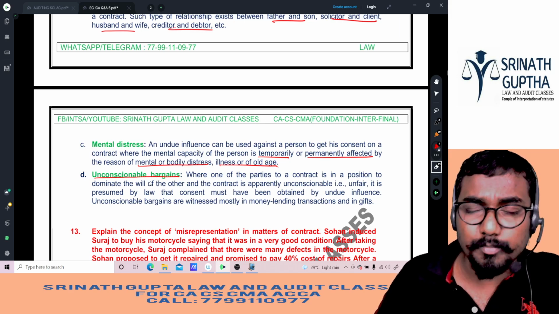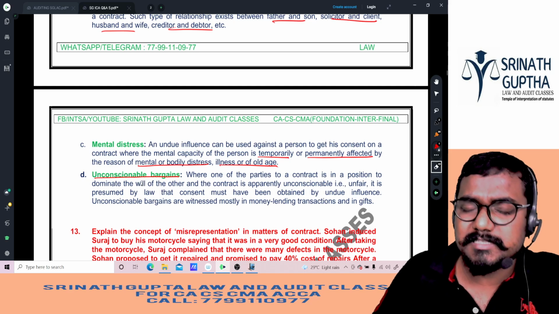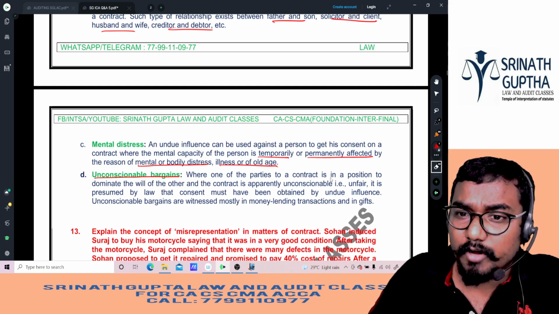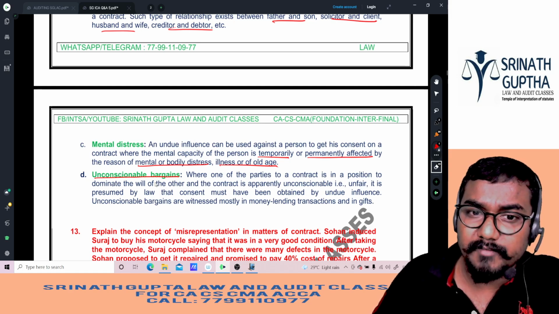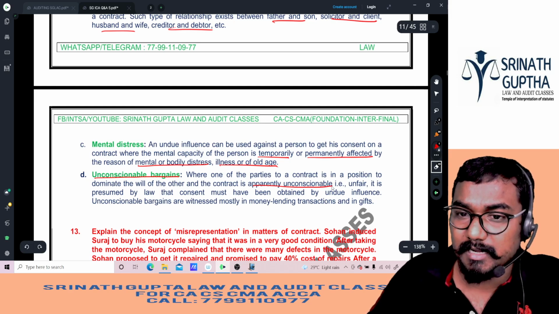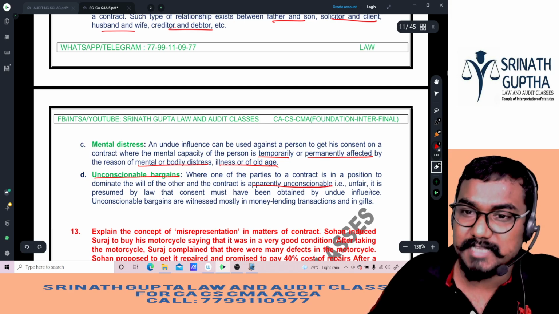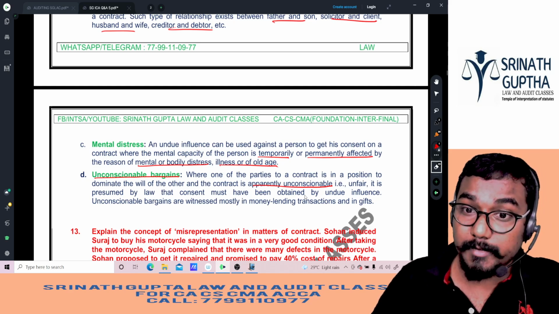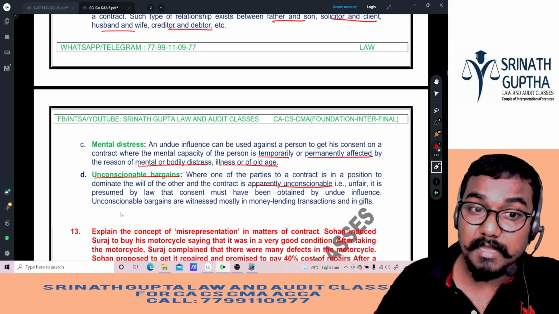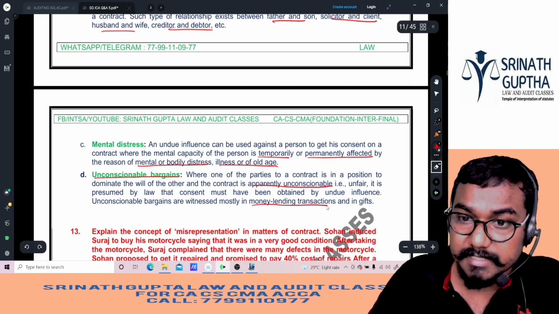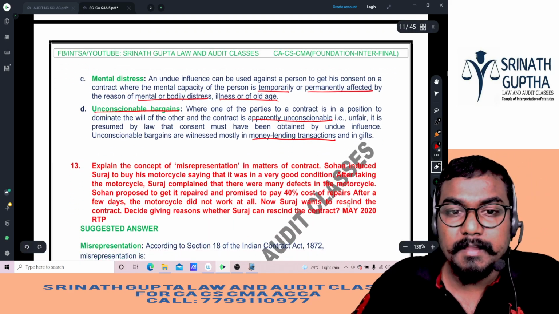Example, while a money lender gives money to poor people, or while taking vegetables from the farmers, where one of the parties to the contract is in a position to dominate the will of the other and the contract is apparently unconscionable, unreasonable, not fair, it's unfair. It is presumed by law that consent must have been obtained by undue influence. Unconscionable bargains are witnessed mostly in money lending transactions, etc.